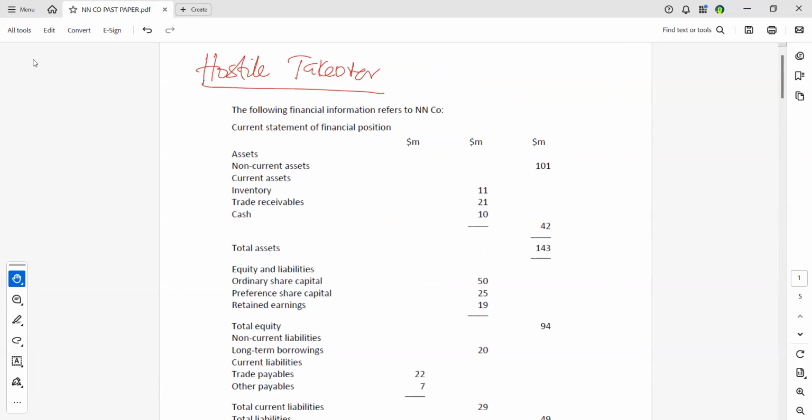So what do you mean by a hostile takeover? There are some instances where we will have a particular company existing, for example, Jessica and Sons Limited. So we have Jessica and Sons Limited here, and then we have, for example, Samuel Company. Now, Jessica and Sons Limited would want to acquire Samuel Company.